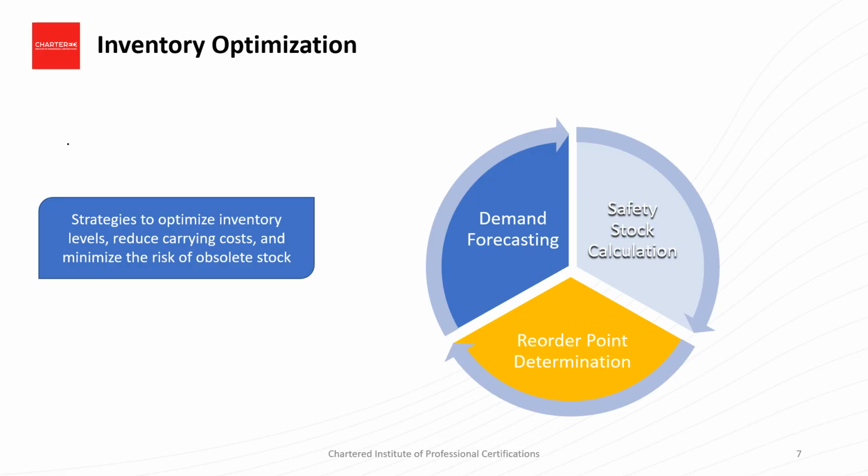Now we will look at inventory optimization, which is a critical component of supply chain optimization because it allows businesses to effectively manage their inventory levels, reduce carrying costs, and reduce the risk of obsolete stock. Companies can significantly improve inventory management by implementing a data-driven strategy and leveraging advanced analytics. It is also a complex process that is influenced by a variety of factors such as demand forecasting, safety stock calculation, and reorder point determination. Now here's how these elements influence inventory optimization.